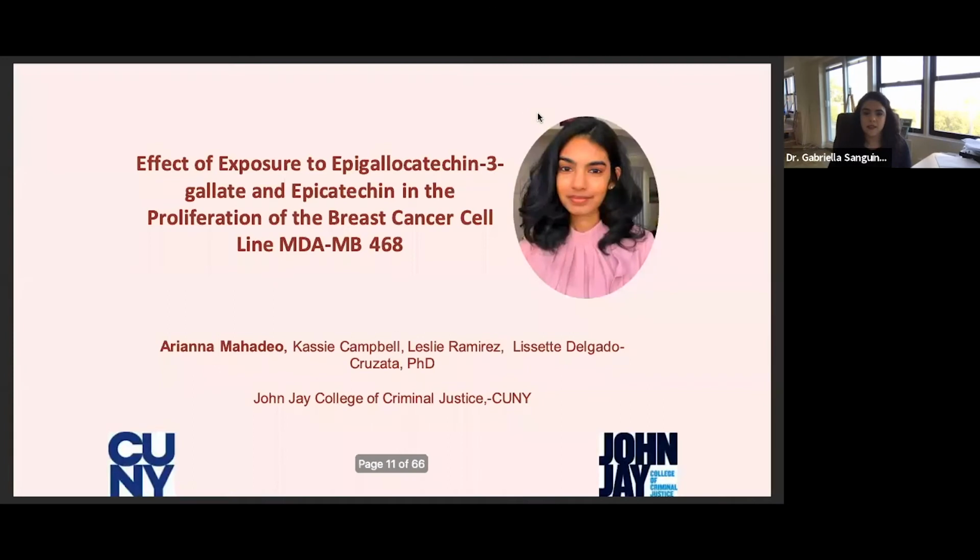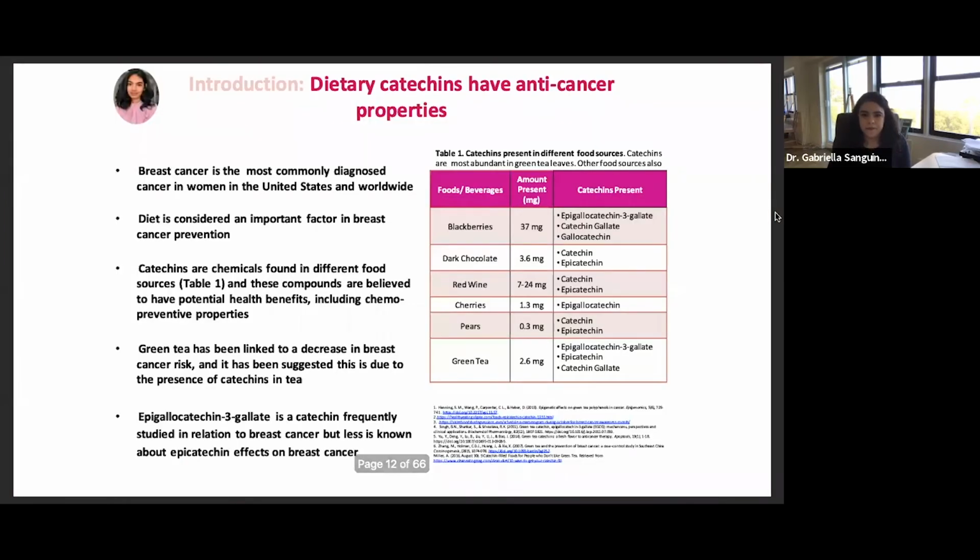Next slide. Our next presenter is Arianna Mahadeo, and the title of their presentation is Effective Exposure to Epigallocatechin 3 Gallate and Epicatechin in the Proliferation of Breast Cancer Cell Line, MDA-MB 468.